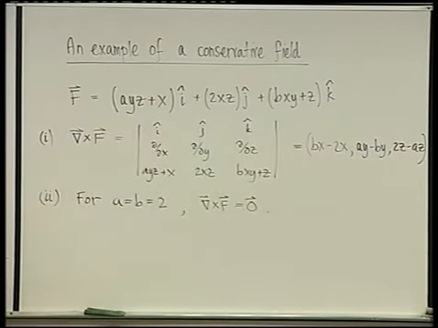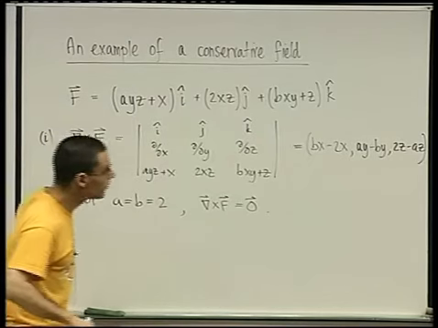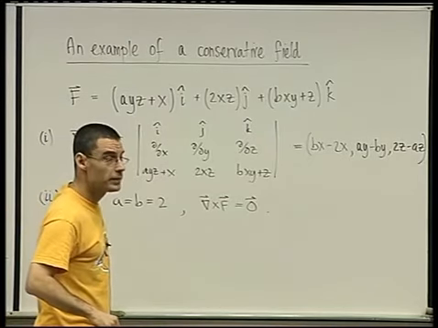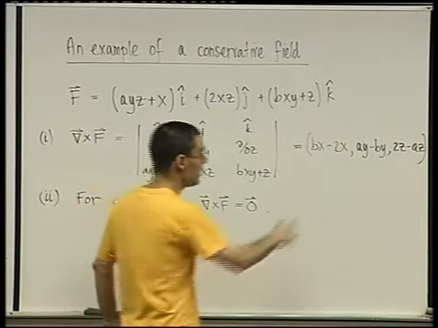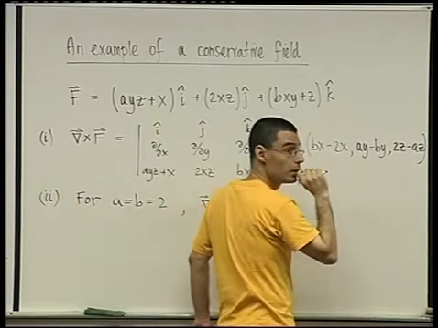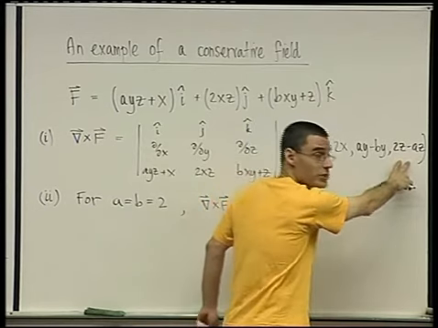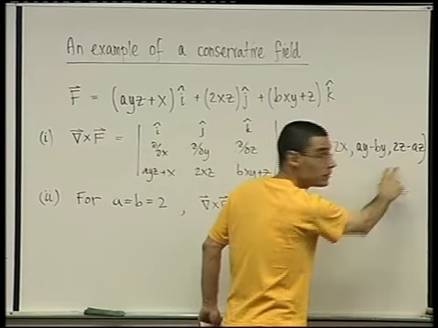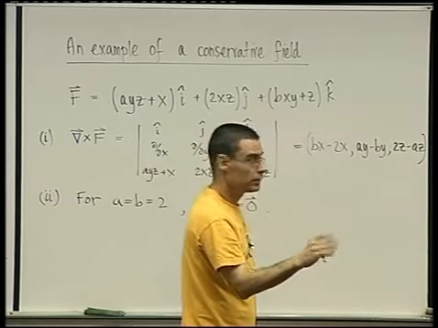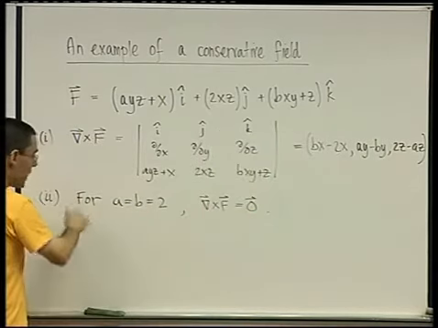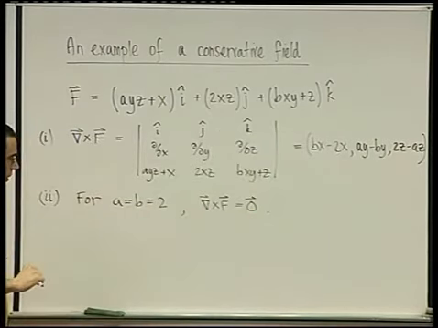Good? Why what? Here? No, this next one. Why is this the... What's the question? Good? Okay. So for a equals b equals 2, the curl is 0.